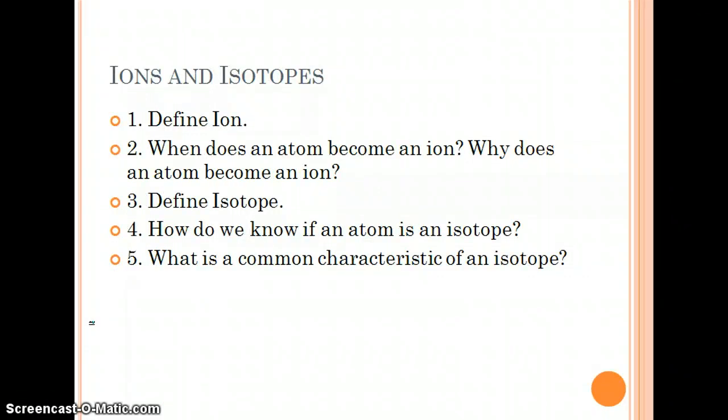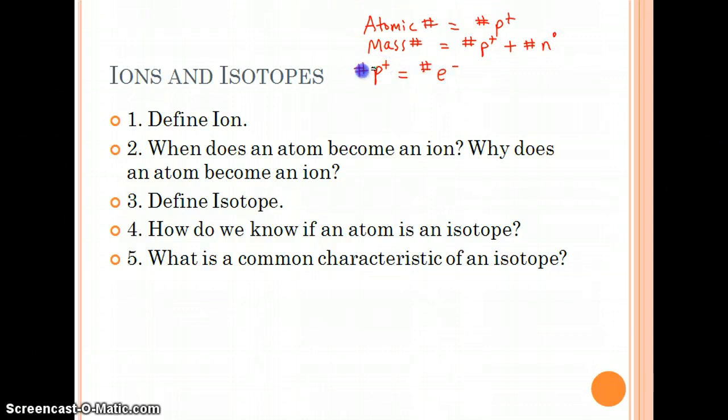All right, then looking at ions and isotopes. So first thing we want to look at before that is that the atomic number is equal to the number of protons. The mass number is equal to the number of protons plus the number of neutrons. Protons in general equal the number of electrons in a neutral atom. And then the exceptions to these are ions and isotopes.